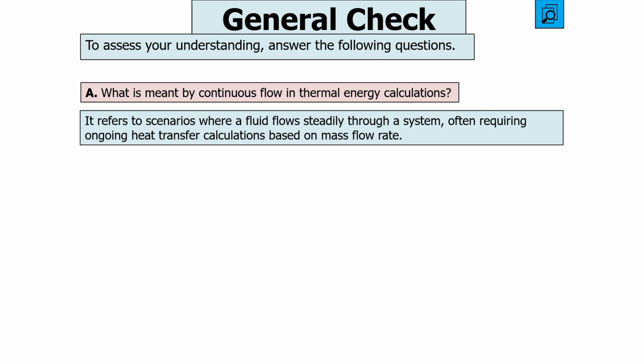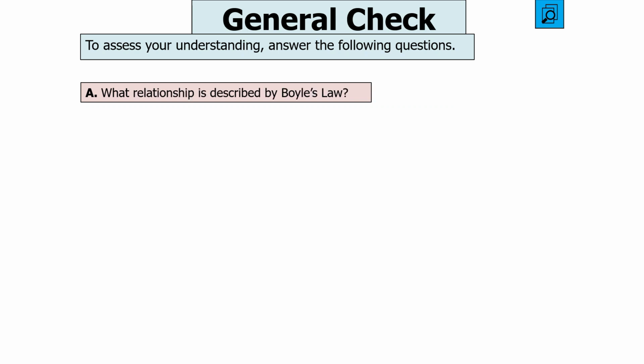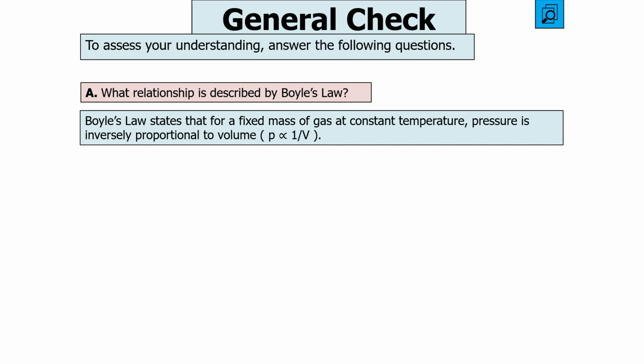What is meant by continuous flow in thermal energy calculations? It often refers to scenarios where a fluid flows steadily through a system, often requiring ongoing heat transfer calculations based on the mass flow rate present. What is the relationship described by Boyle's law? Boyle's law states that for a fixed mass of a gas at constant temperature, the pressure will be inversely proportional to the volume. P is proportional to 1 over V.